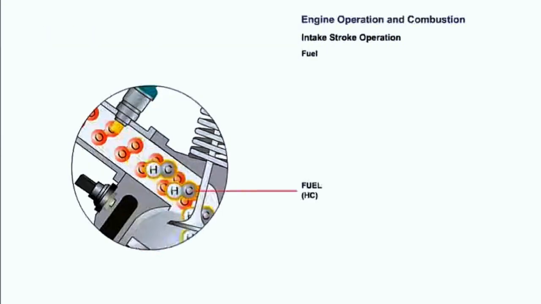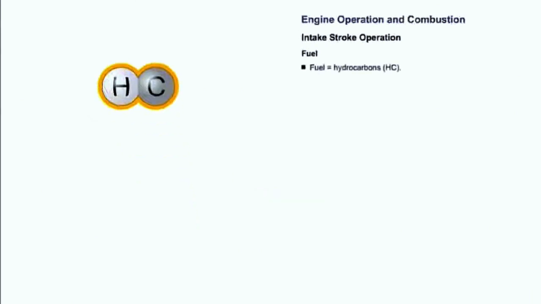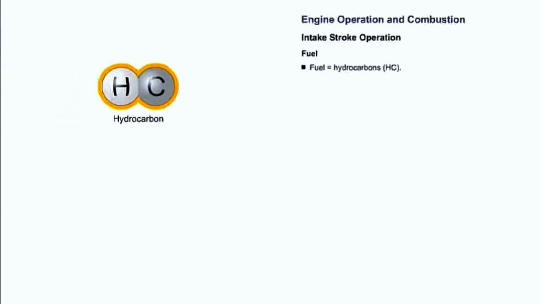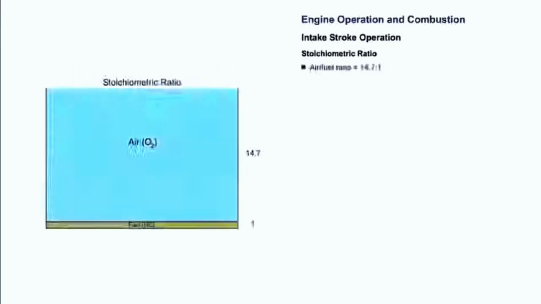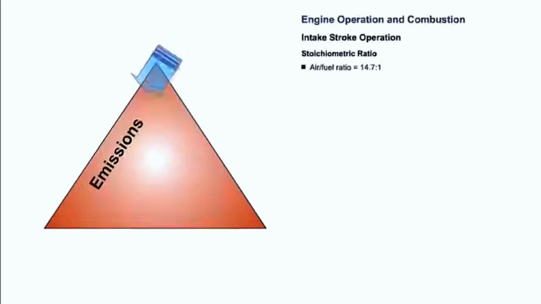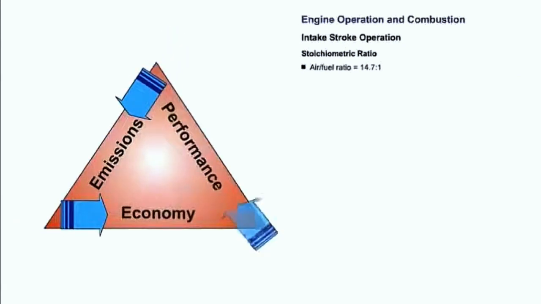A hydrocarbon is a hydrogen and carbon atom that has bonded together. Fuel is hydrocarbons. In other words, carbon and hydrogen atoms that have combined together. The stoichiometric air-fuel ratio by weight is 14.7 parts of air to 1 part of fuel. This ratio produces a good balance between emissions, fuel economy, and engine performance.